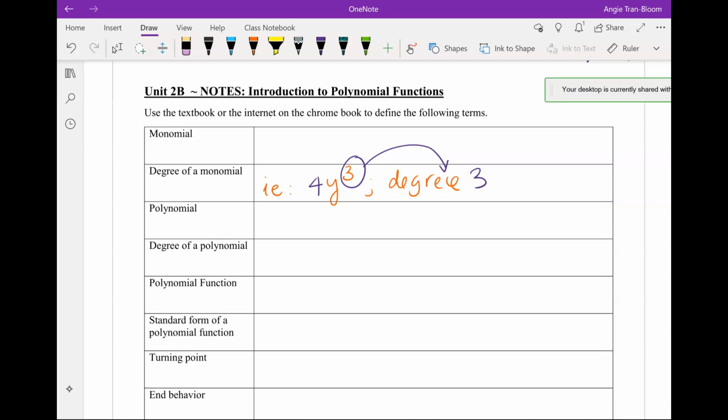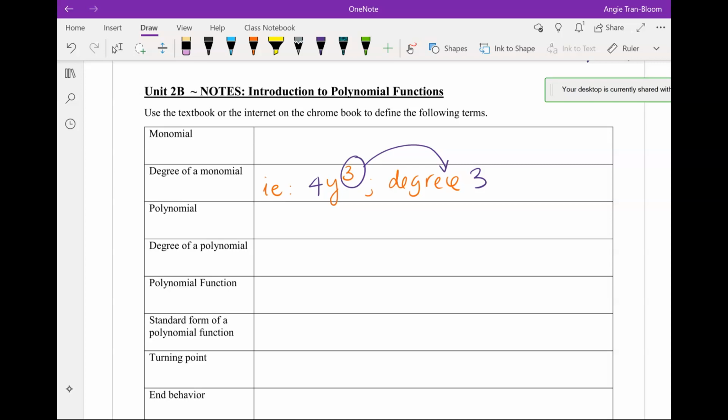Okay? Polynomial. What did you write down, Diego? What is your definition of polynomial? An expression consisting of variables and coefficients. How many? Guys, polynomial means how many terms? More than 2. So it has to be, because a monomial is 1. Would you guys agree with that?